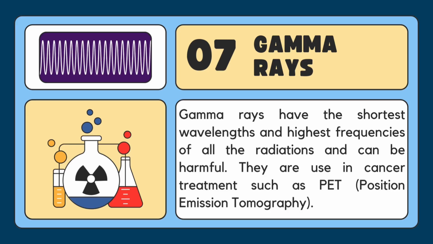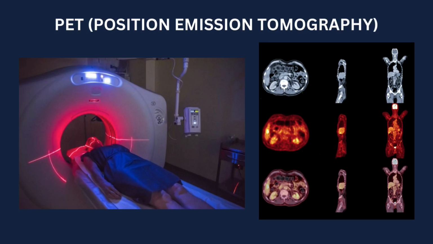The last region is the gamma rays. Gamma rays have the shortest wavelengths and highest frequencies of all the radiations and can be harmful. They are used in cancer treatments such as PET or positron emission tomography. So gamma rays are used in PET or positron emission tomography to detect diseases like cancer, heart problems, and brain disorders. So this is an example of PET or positron emission tomography and gamma rays.